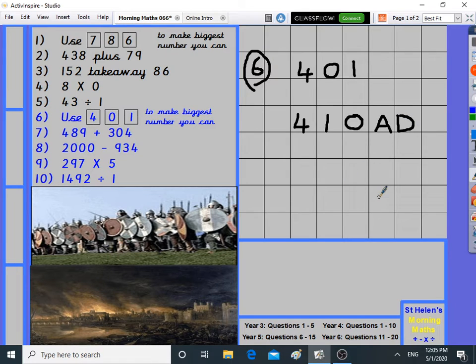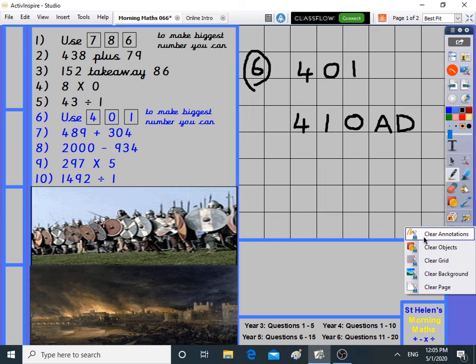410 AD is when the Romans left Britain. They couldn't look after Britain anymore, really, and it's the start of what's called the Saxon period. All of this timeline will appear in the answers, so you'll be able to see the whole timeline now.